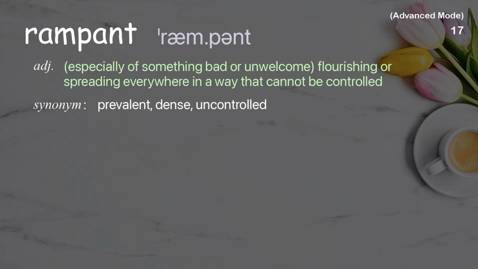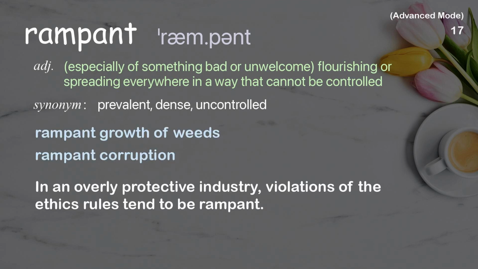Rampant. Especially of something bad or unwelcome, flourishing or spreading everywhere in a way that cannot be controlled. Examples: Rampant growth of weeds. Rampant corruption. In an overly protective industry, violations of the ethics rules tend to be rampant.